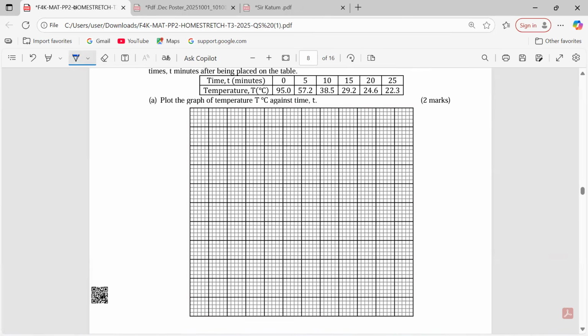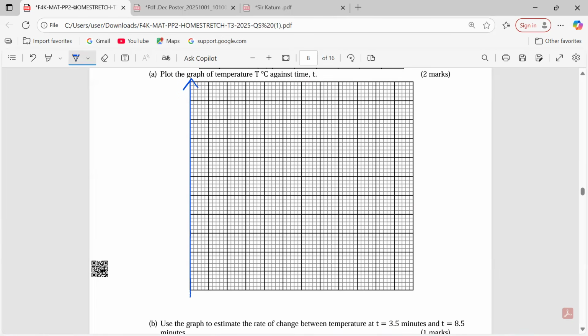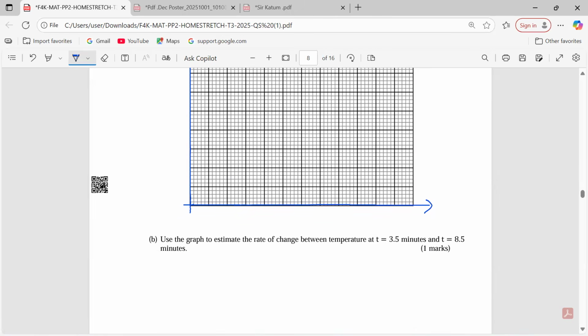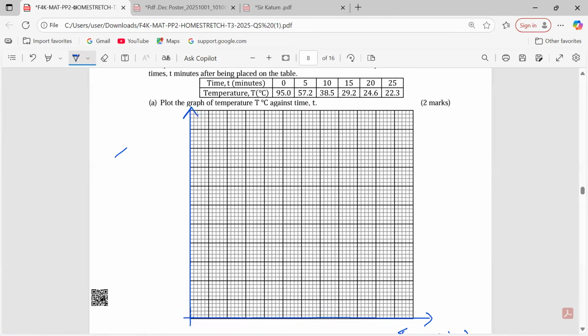When we are plotting a quantity against another one, the quantity mentioned first usually lies on the vertical axis. So we shall have our temperature on the vertical axis, then time in minutes on the x axis. So time in minutes shall be there, but temperature in degrees Celsius shall be on the vertical axis.